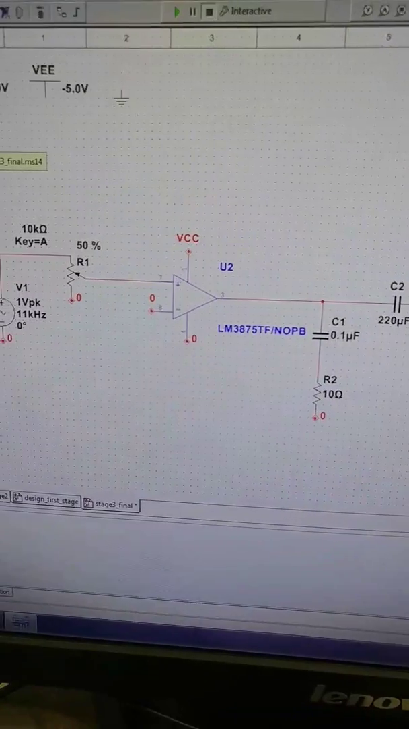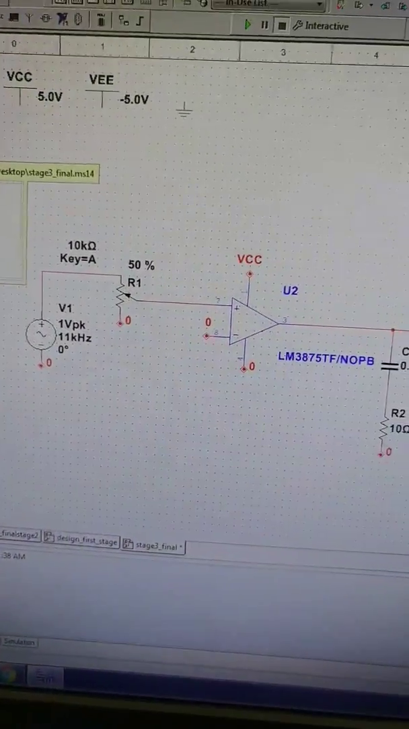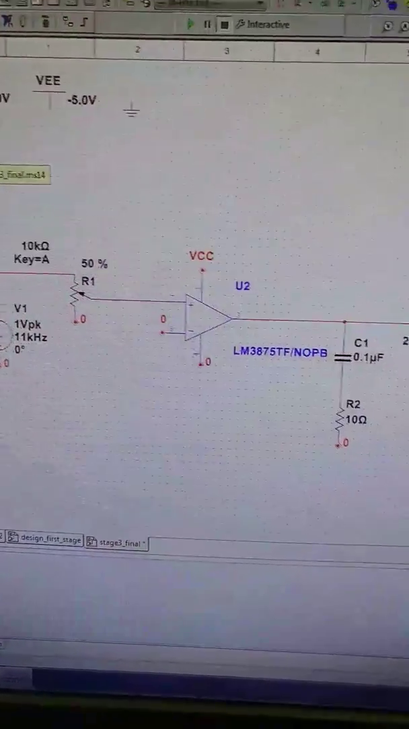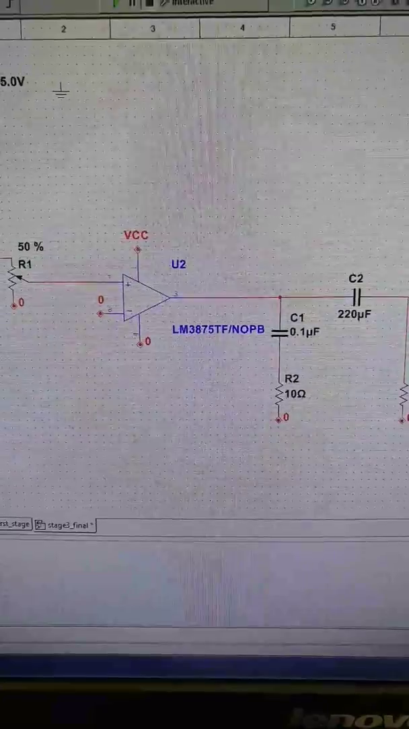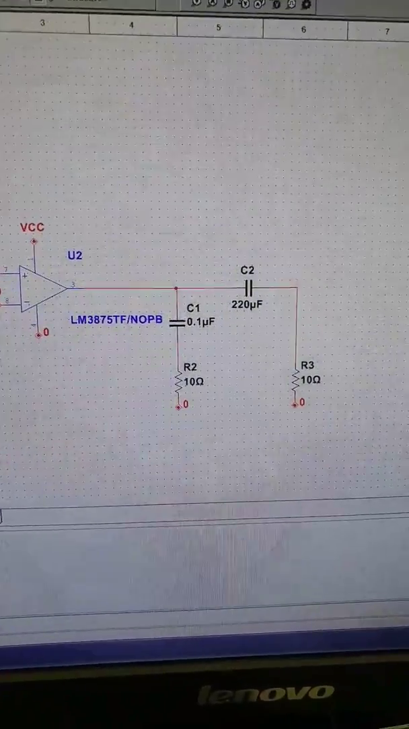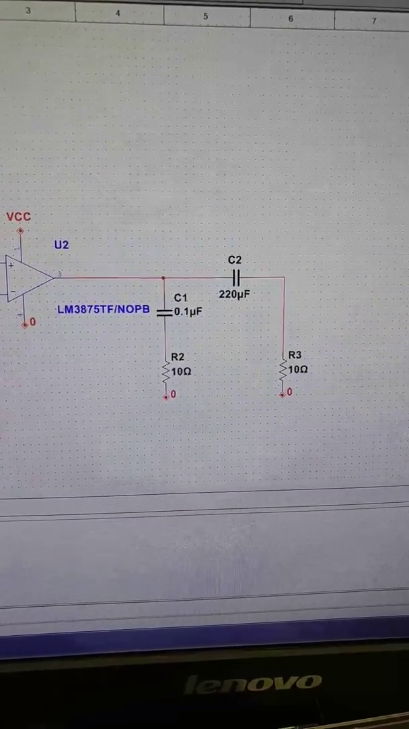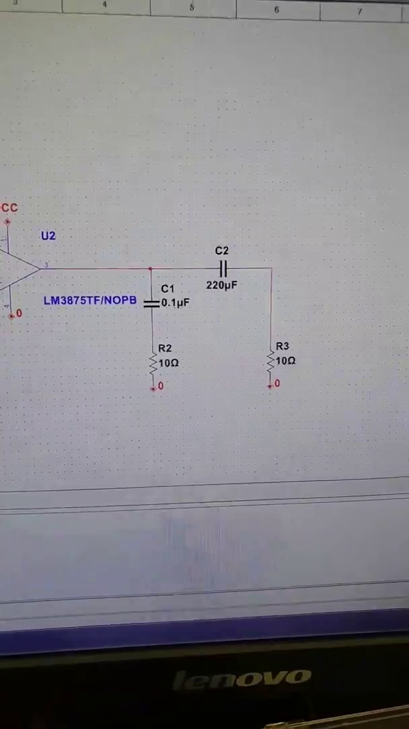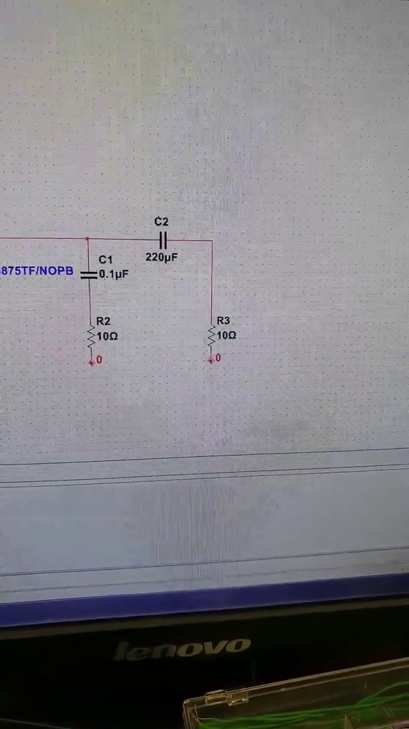Now stage 3, we do not have an LM386N, which is the op amp that we're using, so I'm using an LM3875TF just for demonstration purposes. So that would be the input to a 10K pot into the positive pin, negative goes to ground, 1 pin goes to positive, the other pin goes to ground, and then the last pin is the output, which goes through a 0.1 microfarad and a 10 ohm to ground, and then a 220 microfarad through a 10 ohm resistor, which is being noted as the speaker for the system.